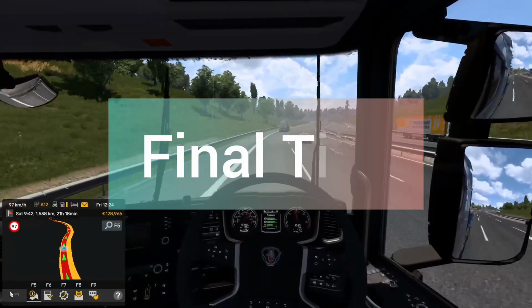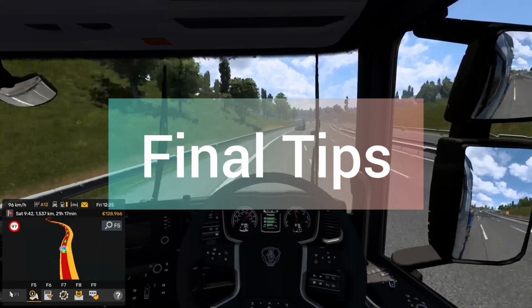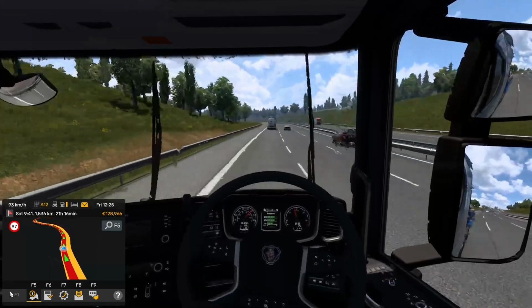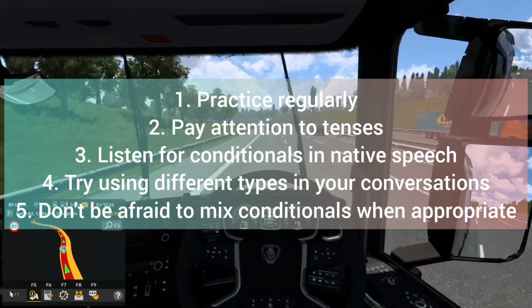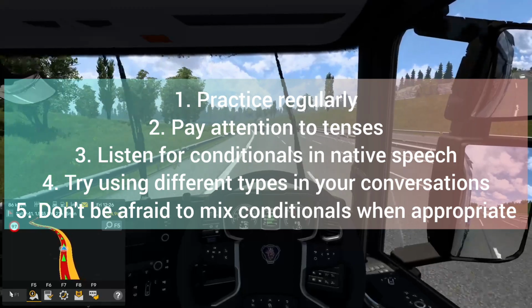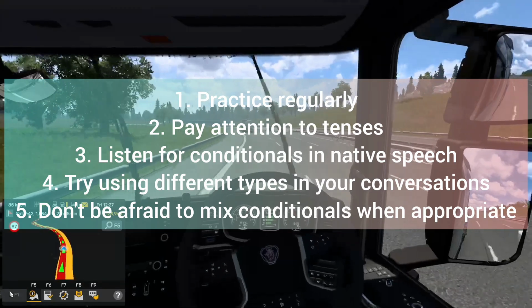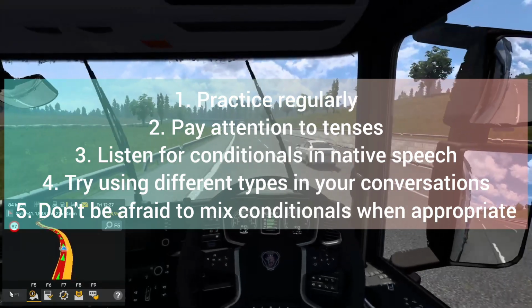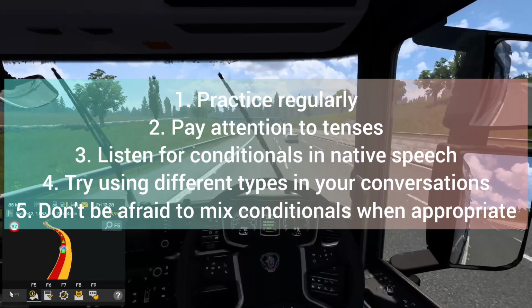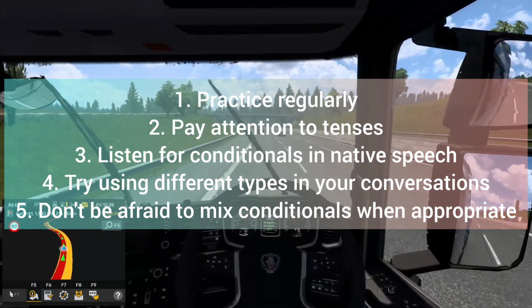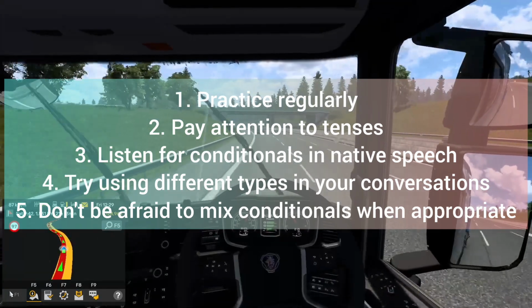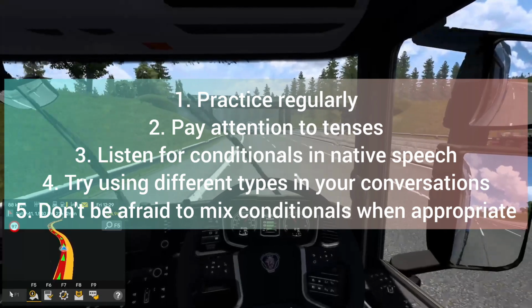Final tips. Before we conclude, here are some final tips to help you master conditionals. 1. Practice regularly. 2. Pay attention to tenses. 3. Listen for conditionals in native speech. 4. Try using different types in your conversations. 5. Don't be afraid to mix conditionals when appropriate.